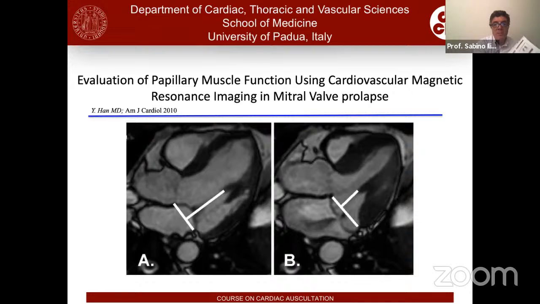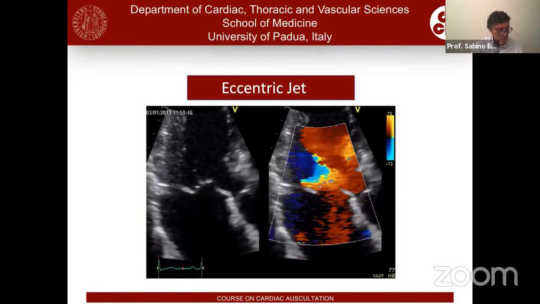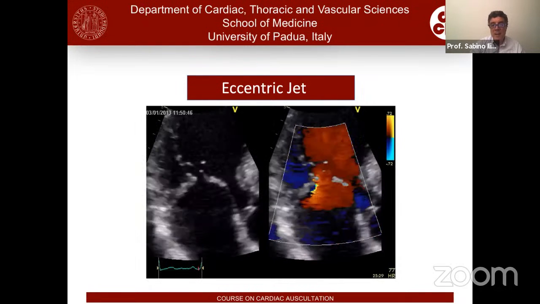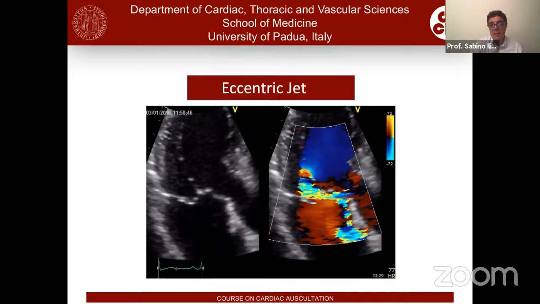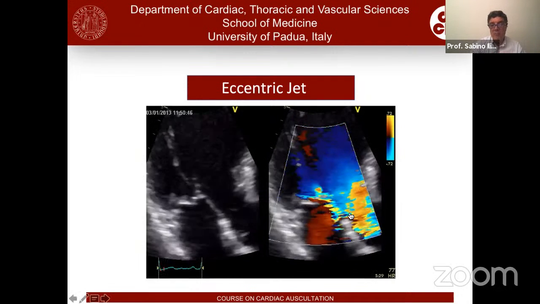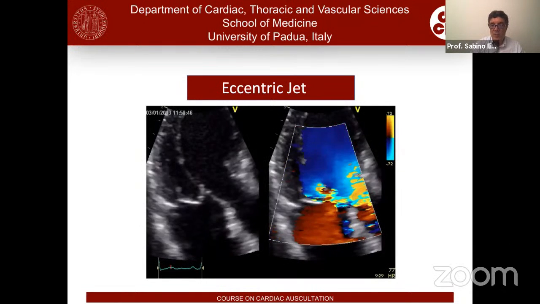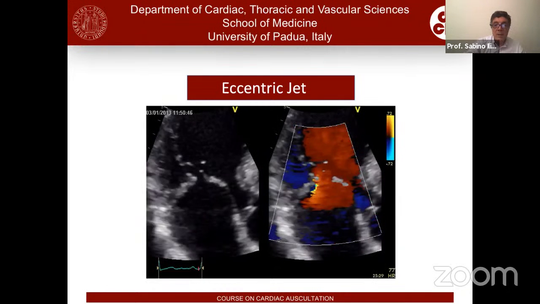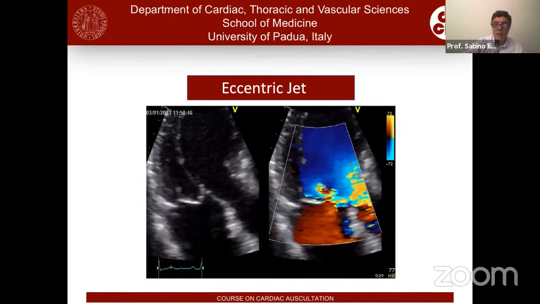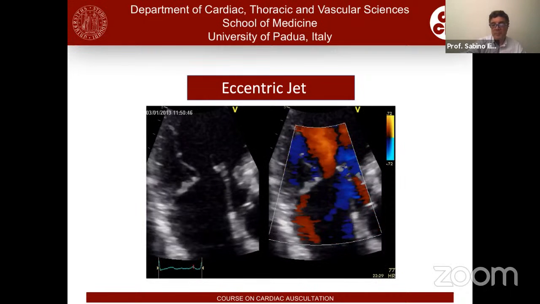So mitral valve prolapse can be characterized by mitral regurgitation. We shall discuss about this. And mitral regurgitation is almost systematically eccentric. This means that the murmur, if present, can be irradiated either through the posterior wall of the aorta and therefore through the base, or through the lateral wall of the left atrium, and because of this, through the axilla.